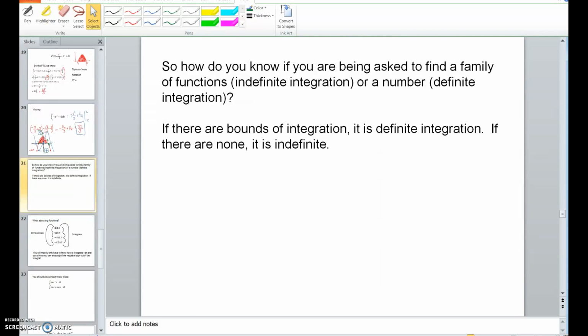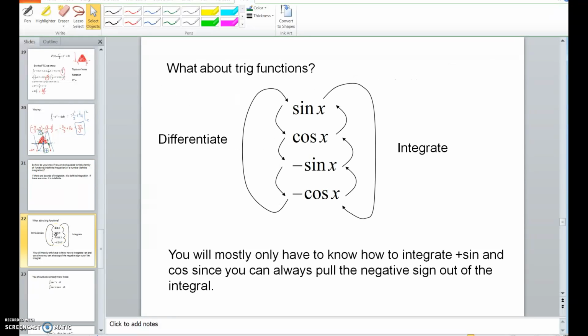Hello everybody, welcome back. This video is going to be talking about how to find antiderivatives of the other types of functions we looked at this year, not just polynomials. So the first one up is we have trig functions.